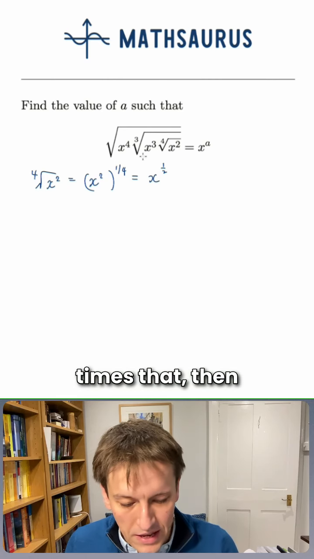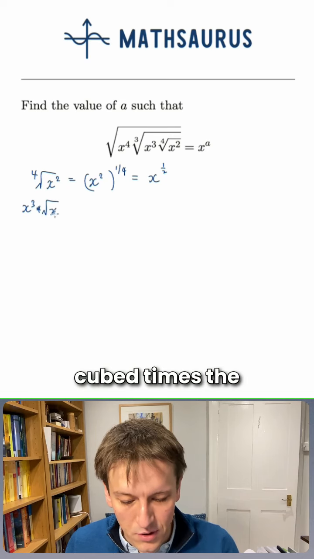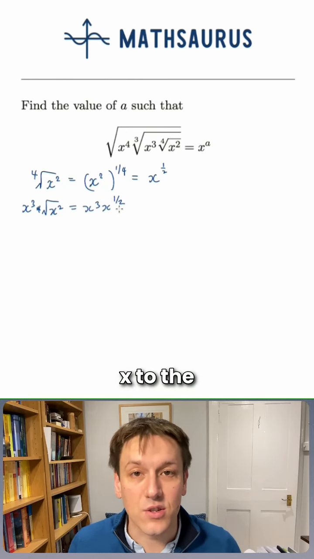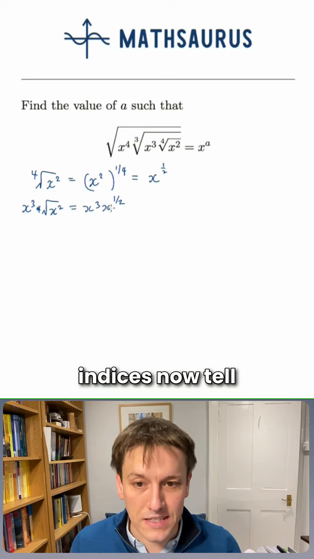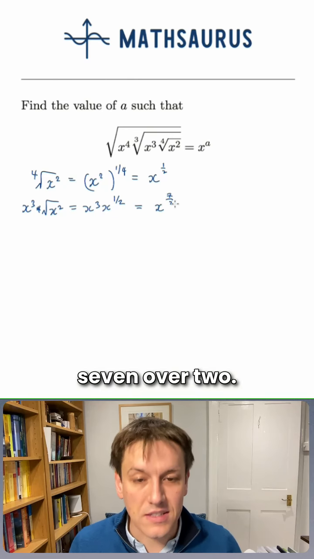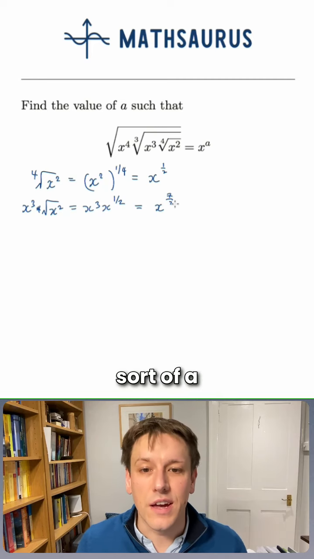So if I times that then by x cubed to get x cubed times the fourth root of x squared, that's x cubed times x to the 1/2. The rules of indices now tell us add 3 and a half to get 3.5, and so that's the same as 7/2. Easier to work with top-heavy fractions in this sort of question.